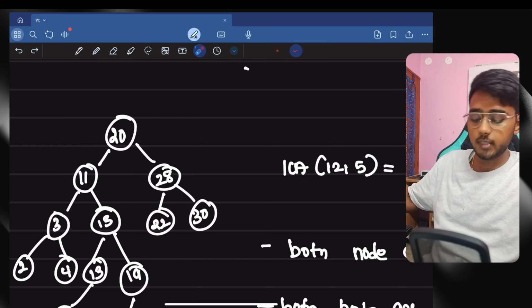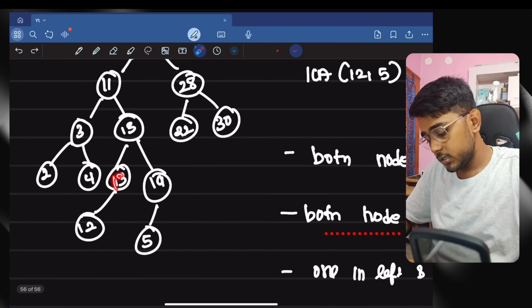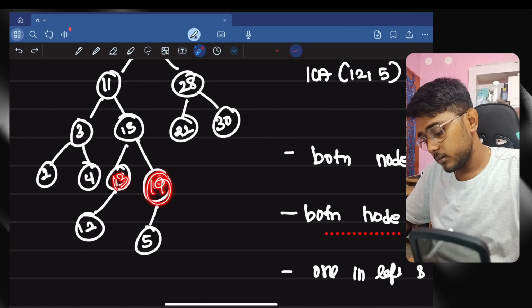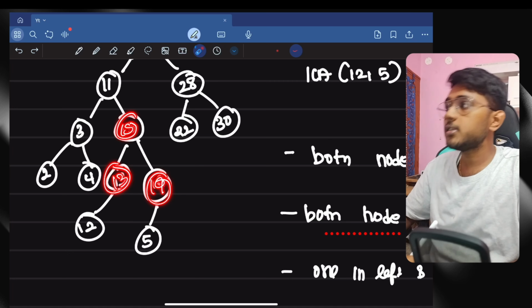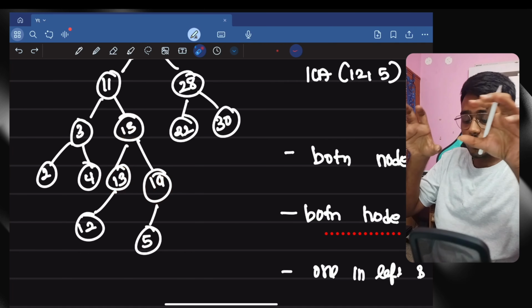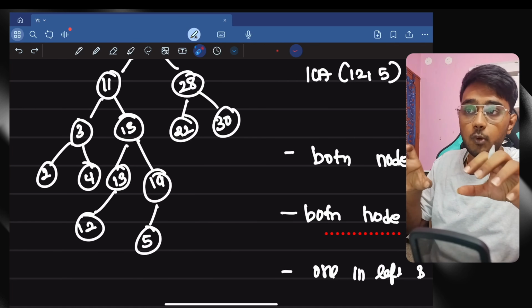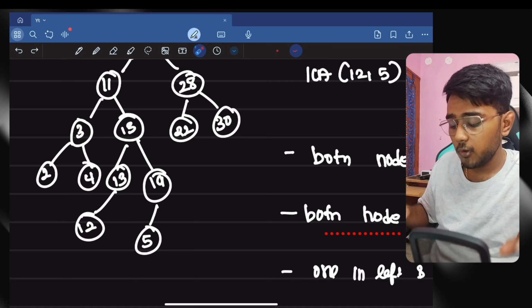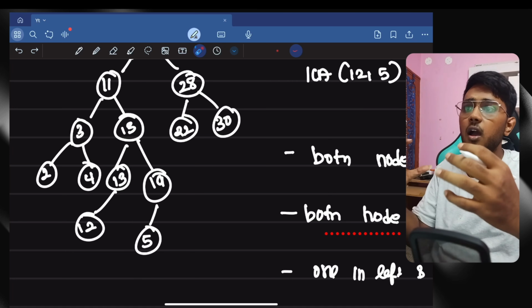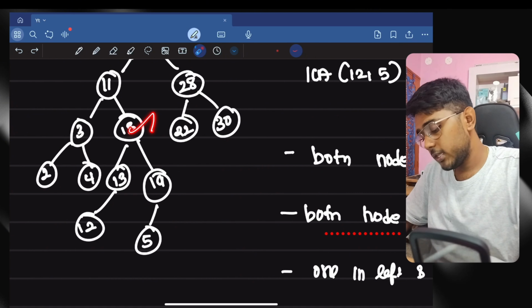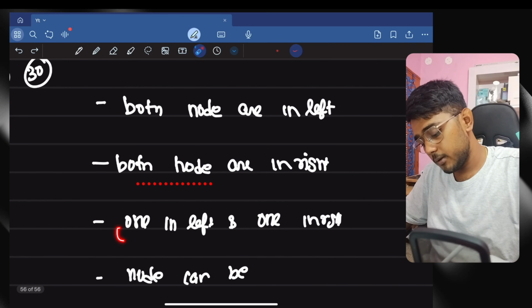Previously, they might intersect somewhere else also. For example, what is the LCA for 13 and 19? It's going to be 15. The reason is that 15 is the one which divides both nodes, right? 15 is the one which divides both nodes. So 15 is going to be the last point where they intersect. So that's it. This is a pretty simple base case.